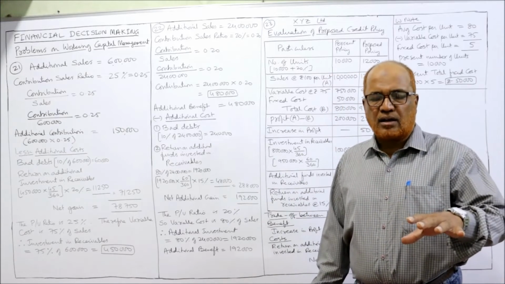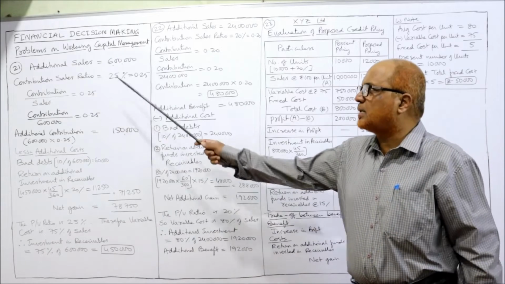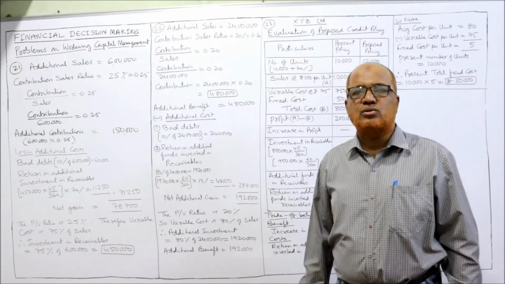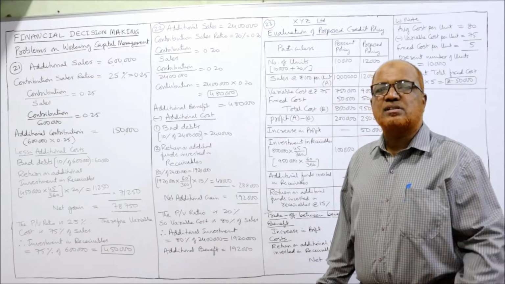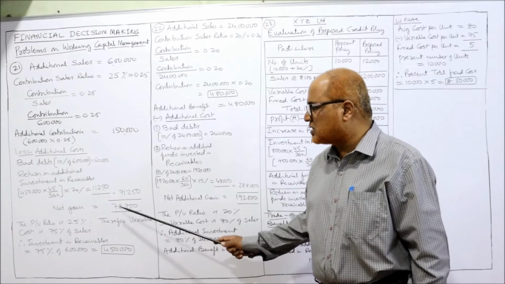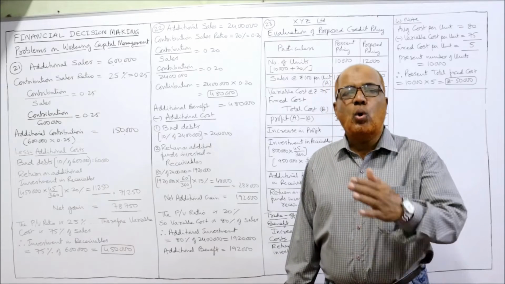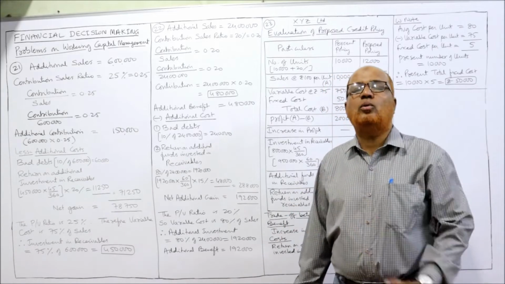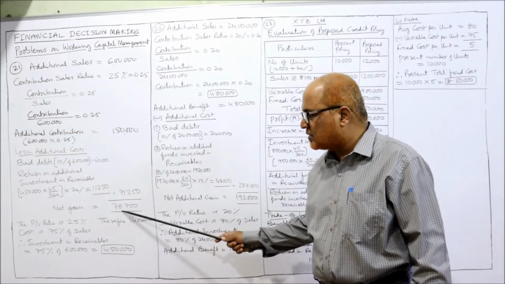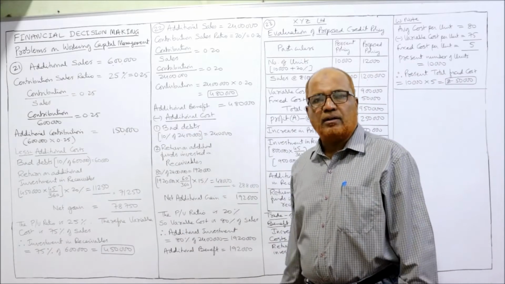So if the company implements the new policy, the sales will increase by 6 lakh, the contribution will increase by 1,50,000, and the cost of these receivables is 71,250. So there is a net gain of 78,750. So ultimately we suggest the company go ahead with this new credit policy, because there is a net gain of 78,750. That's it. This is problem 21.